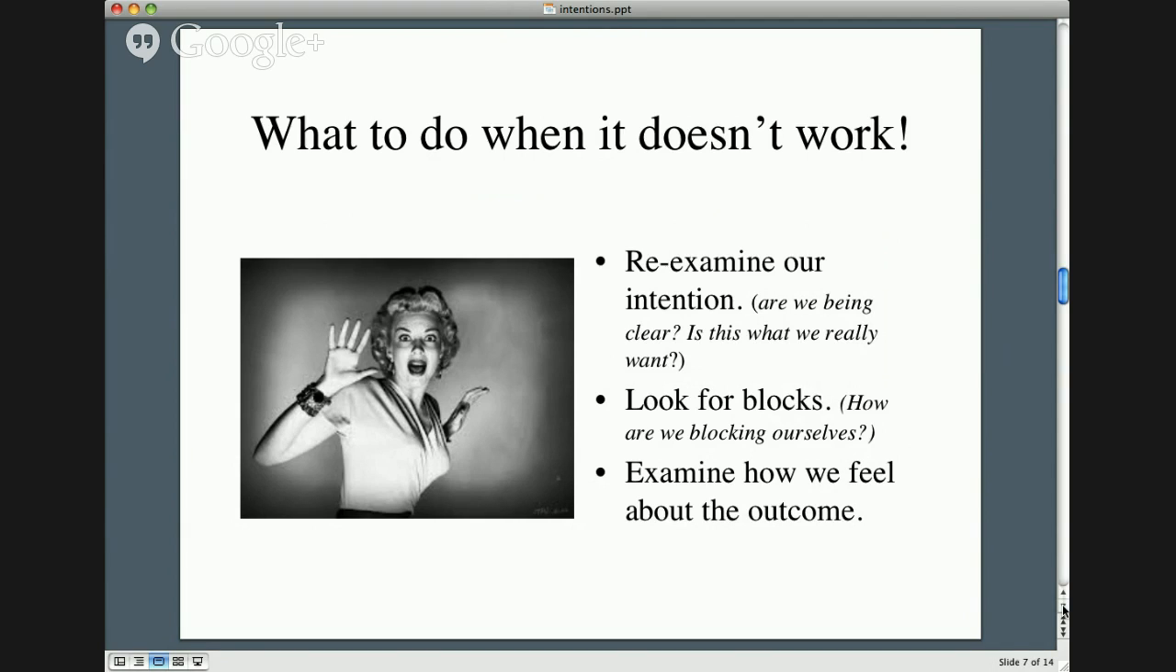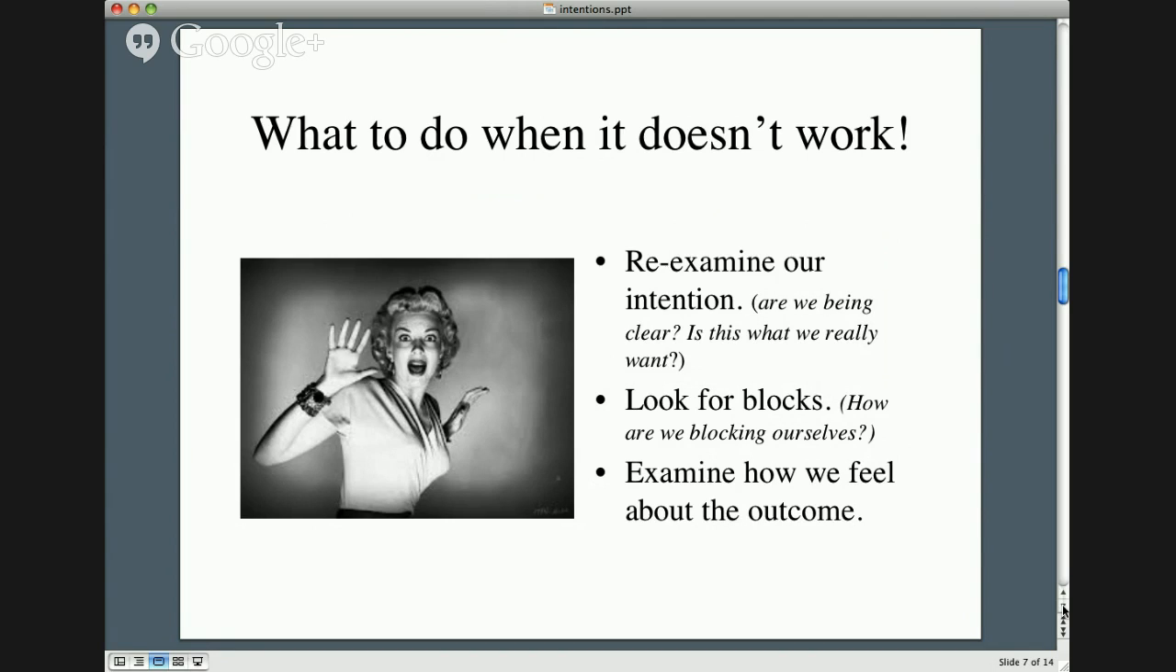So you want to kind of look for clues around when you're setting your intention or when you're setting your goal. How do you feel about what you're putting down on paper? How do you feel about what you're creating on your vision board? If you feel a little nervous or scared about it, you might need to re-examine, is this what you really, really want?